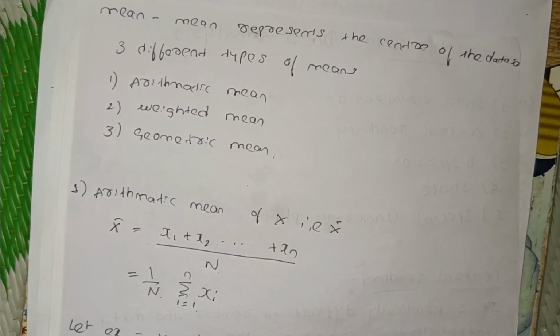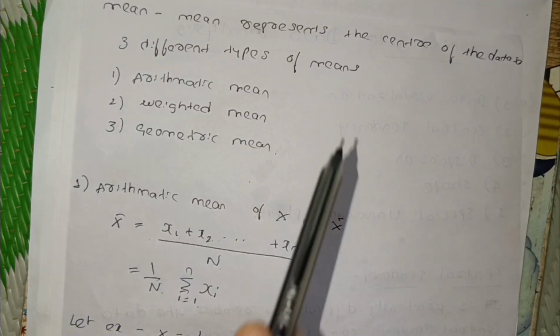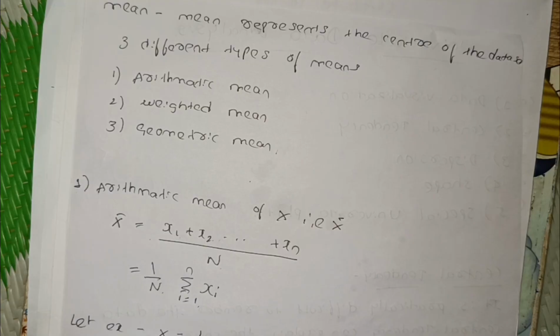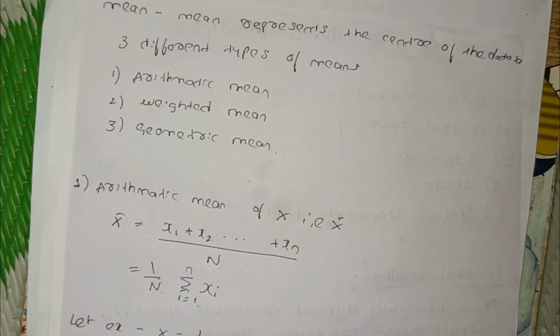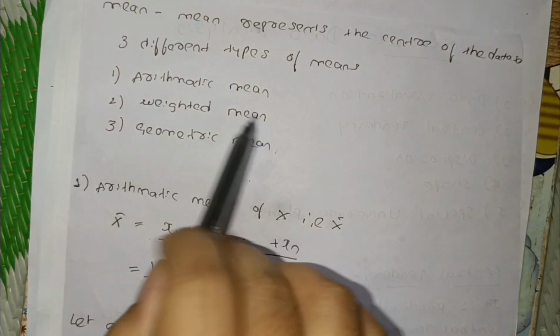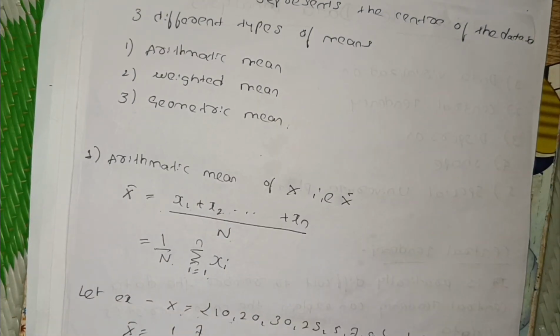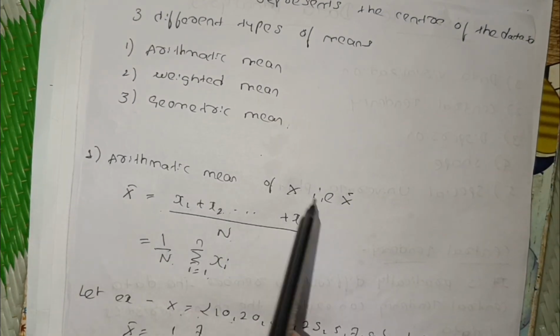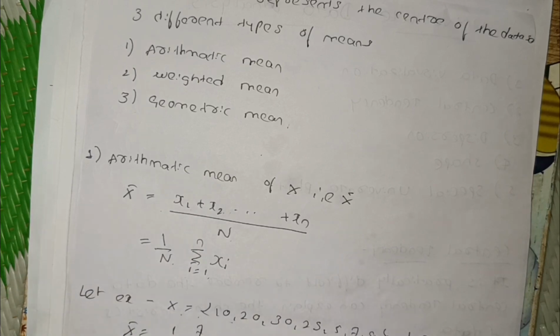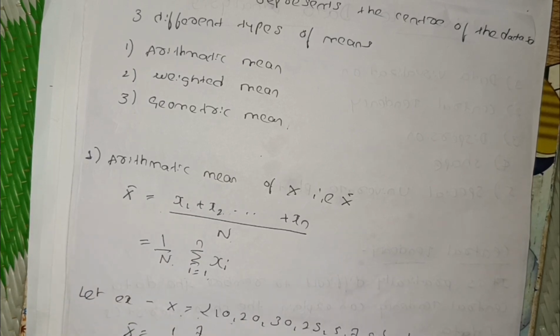Mean. Mean represents the center of the data. We have three different types of mean: arithmetic mean, weighted mean, and geometric mean. Let us see what is arithmetic mean. This is the commonest measure used in our daily conversation. For example, average income of a person, average marks of a student, etc.